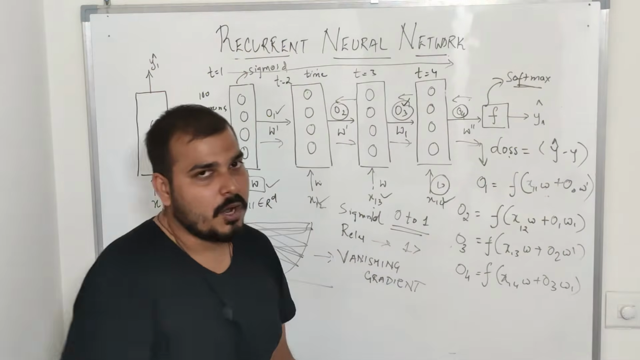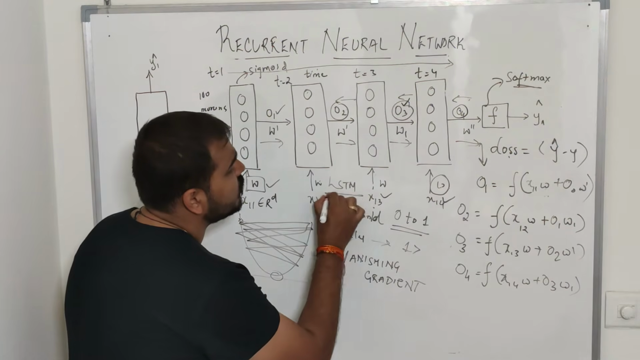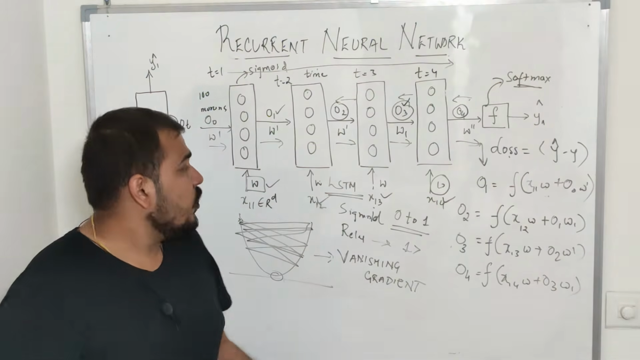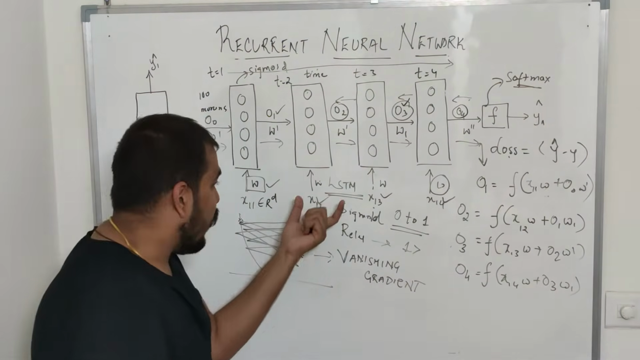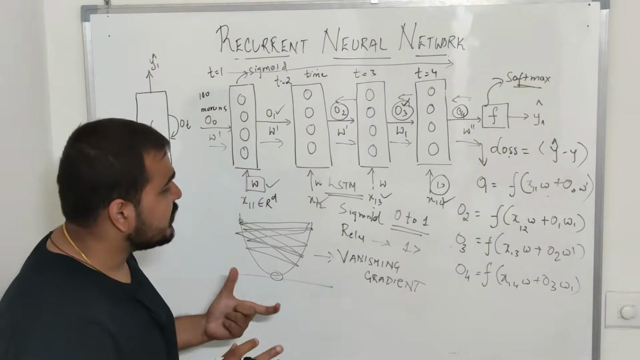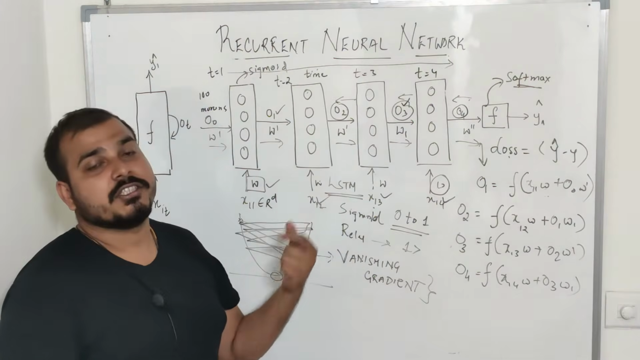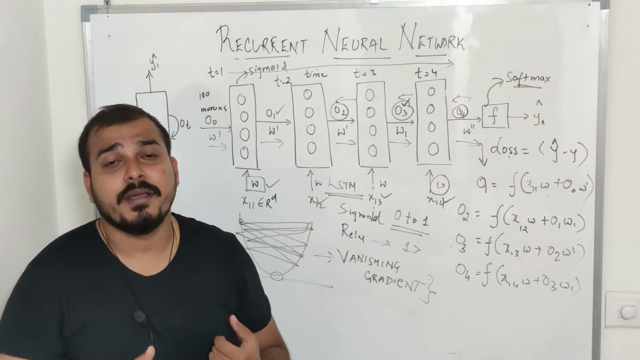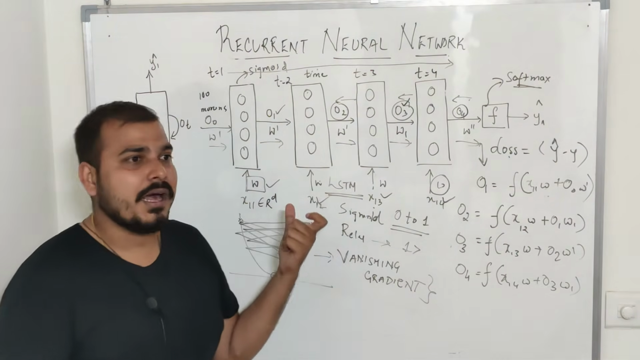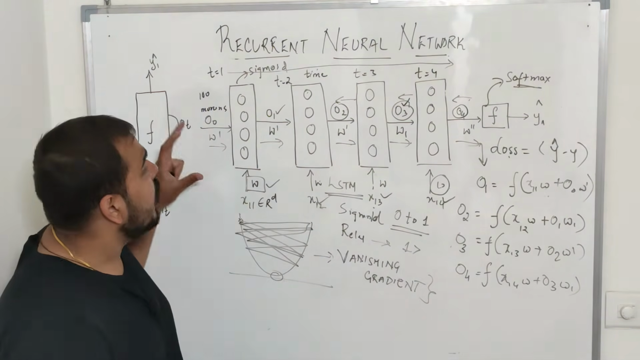Because of this particular problem, we use an architecture called LSTM, that is long short term memory. We use this architecture in order to solve that problem. Again I'll tell you what an LSTM is and how it is different from a simple RNN in my upcoming videos. But just understand that in order to solve the vanishing and exploding gradient problems, we use a structure called LSTM RNN, that is long short term memory recurrent neural network. There is a small architecture difference between a simple RNN and an LSTM RNN, which I'll be discussing in upcoming videos.